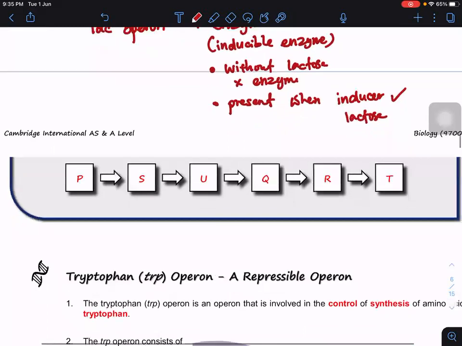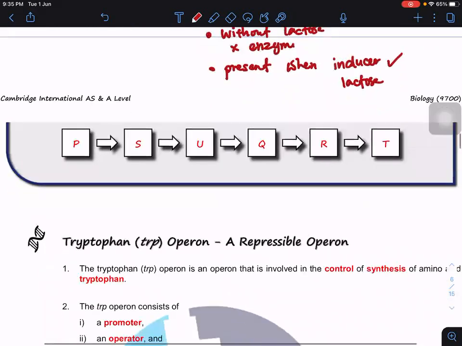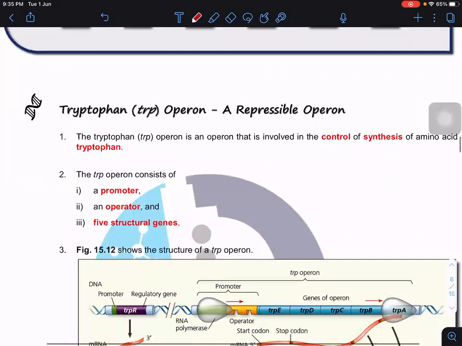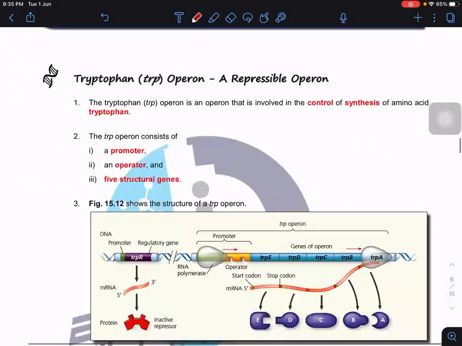Now, tryptophan. It's not in our syllabus, it's for information only for the entire thing, but we need to know what is meant by repressible.